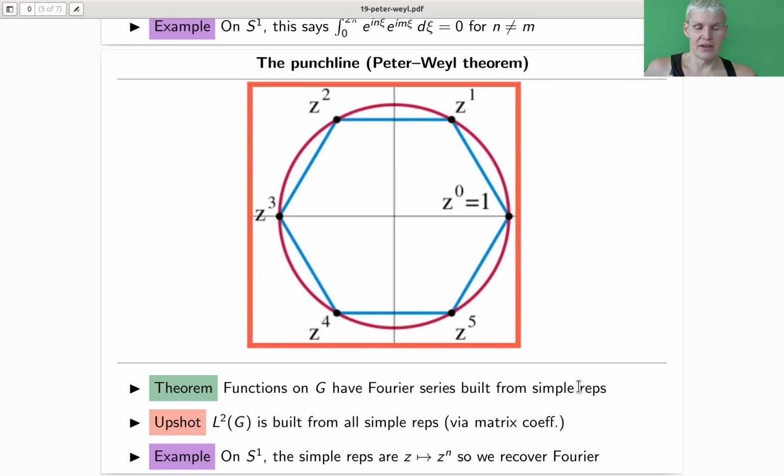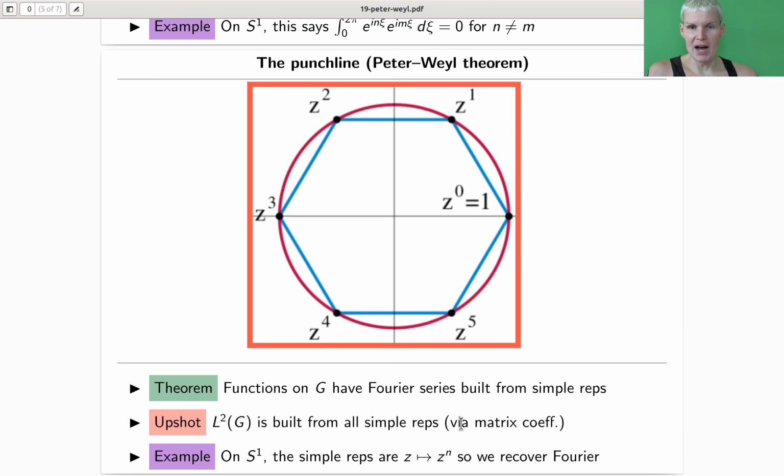So the way you usually do it is something like, okay, not all functions. I usually say all functions have a Fourier series. That's not quite right. There are crazy functions out there. Let's say L2 functions, whatever that means. Just all in a good sense. So let's just say all in a good sense. All functions on G are built from simple representations via the matrix coefficients. It's a literally great theorem.